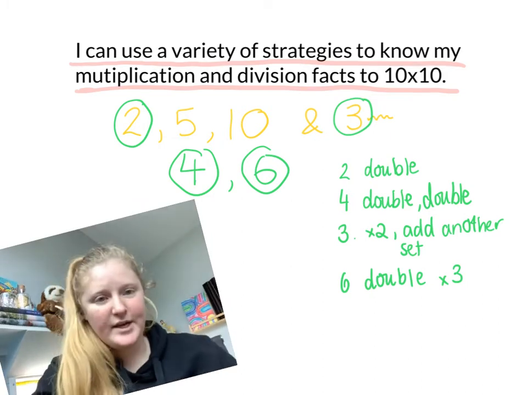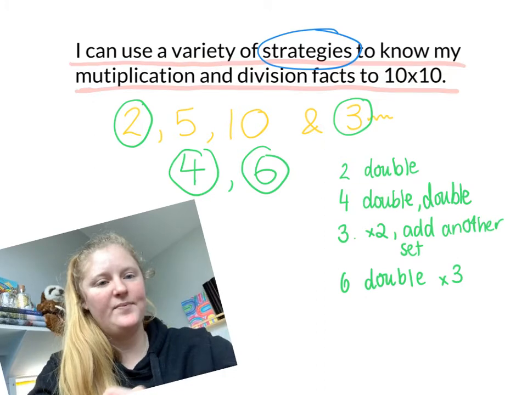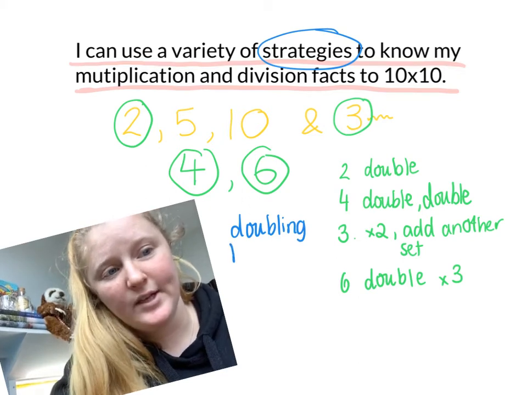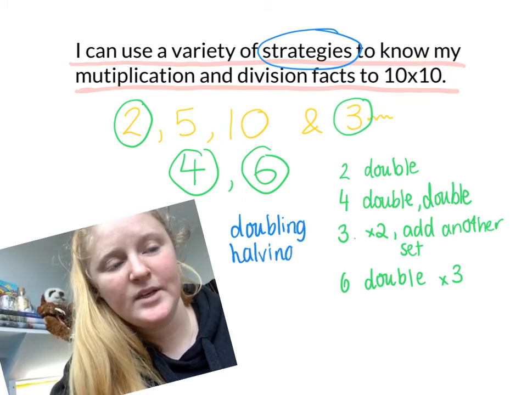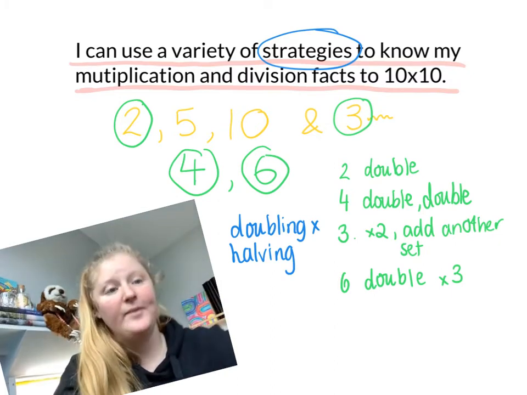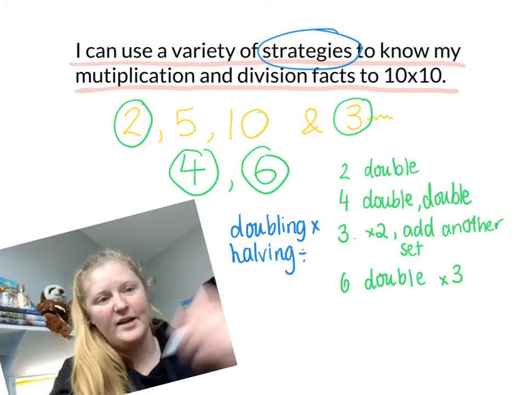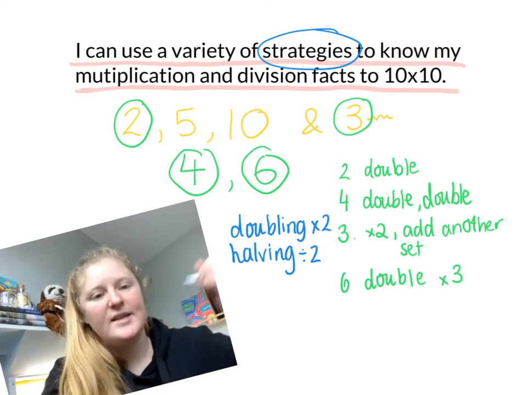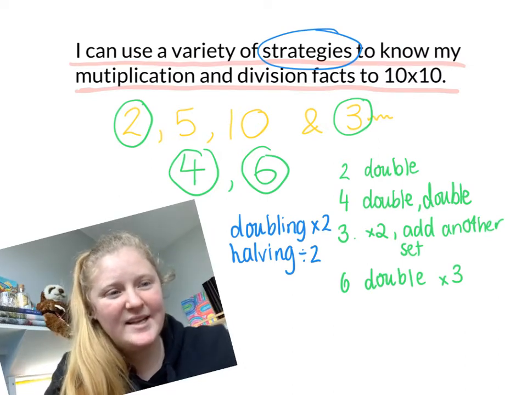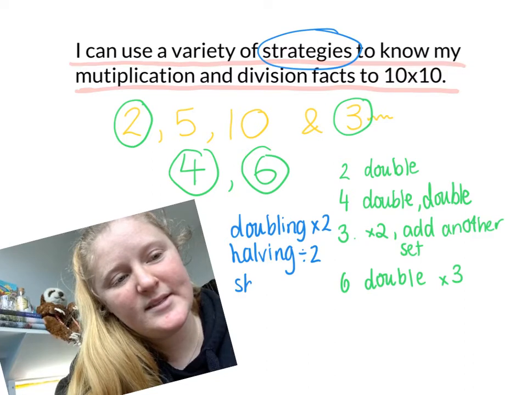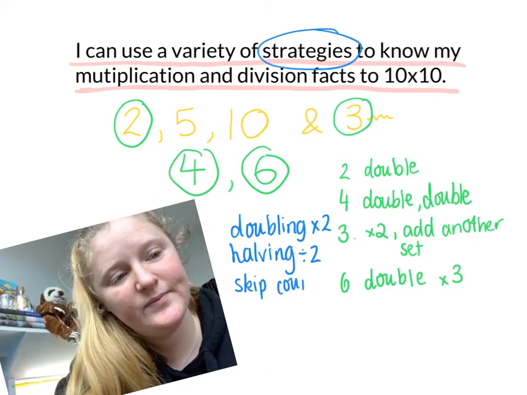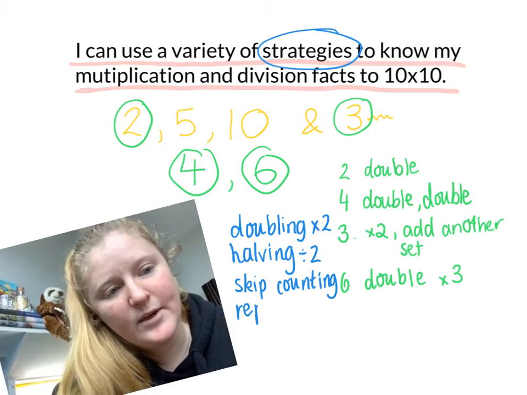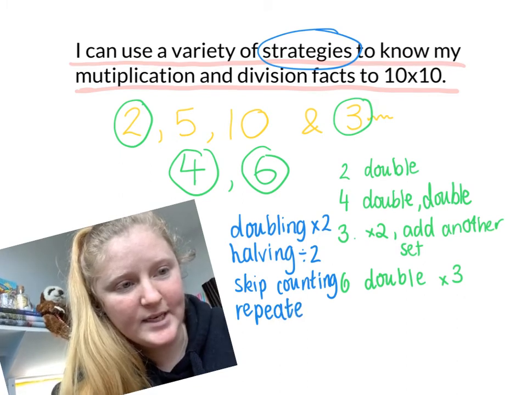And all the different strategies that we have used, so our strategies up here, we have used doubling. At times I've seen you guys use a lot of halving. So our doubling is usually used when we're multiplying. Our halving is usually used when we're dividing, and usually when it's multiplying by 2 and dividing by 2. We've also used something called skip counting, using our hundreds chart. And also with our skip counting, we've also been able to do a bit of repeated addition.